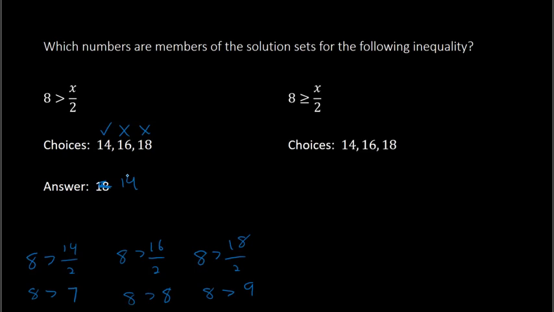All right, now if we have the same question and same choices, the only difference is our sign is 8 is greater than or equal to x over 2. So everything we just did is the steps we need for this problem as well. The only difference is the sign has an equal sign. So if I take all of the work we just completed and put an equal sign with it, the question is which ones would give me a true statement.